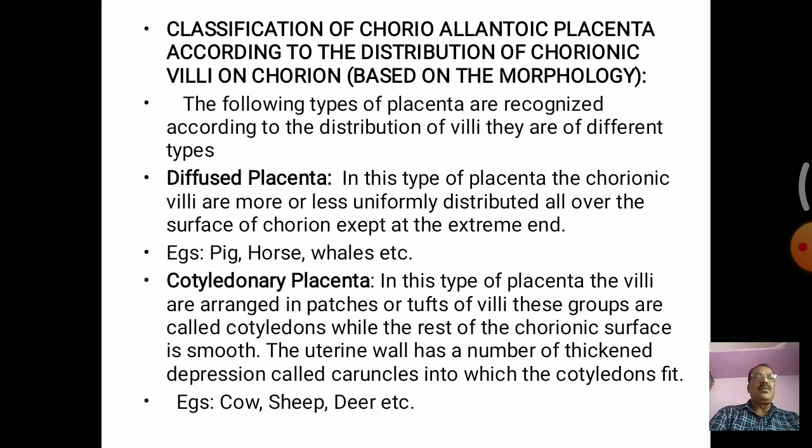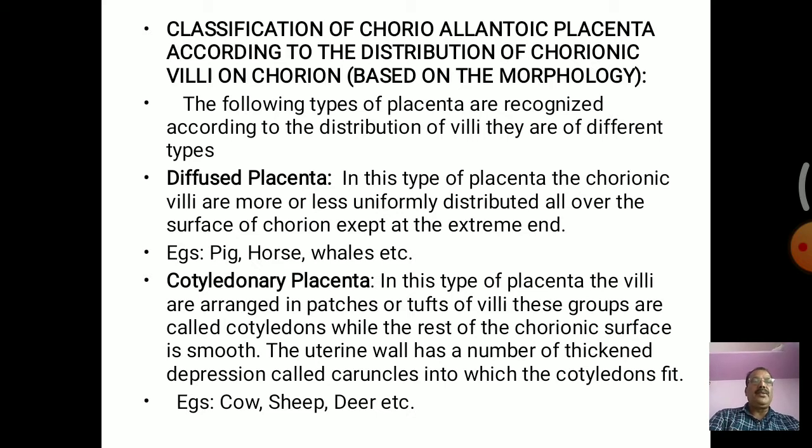Classification of chorioallantoic placenta, according to the distribution of chorionic villi on chorion, based on the morphology. So, based on the morphology, placenta can be classified into the following types. The following types of placenta are recognized according to the distribution of villi. They are of different types. So, classification of placenta based on the distribution of villi.